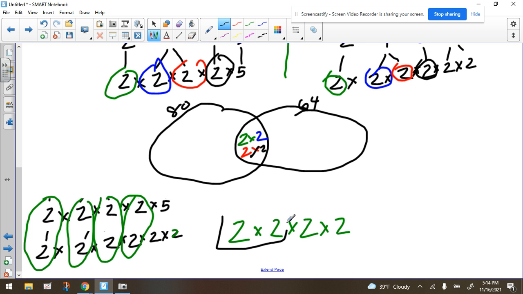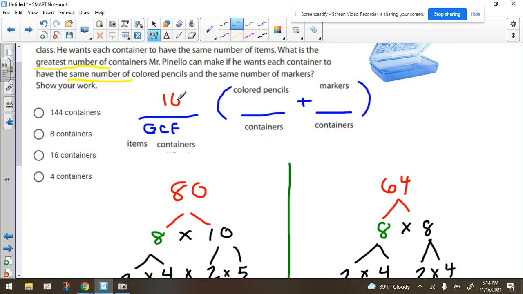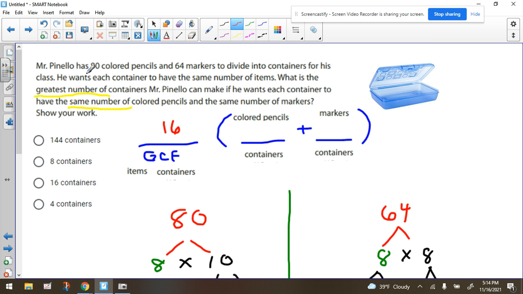So if we kind of chunk this up, this is 4 and this is 4, and 4 times 4 would be equal to 16. So the GCF is 16. All right, so I'm just going to put that on the line here. All right, so now we have to ask ourselves, do we need these other numbers? Do we need to figure out 16 times what is going to give us 80? Do we need to figure out 16 times what is going to give us 64?